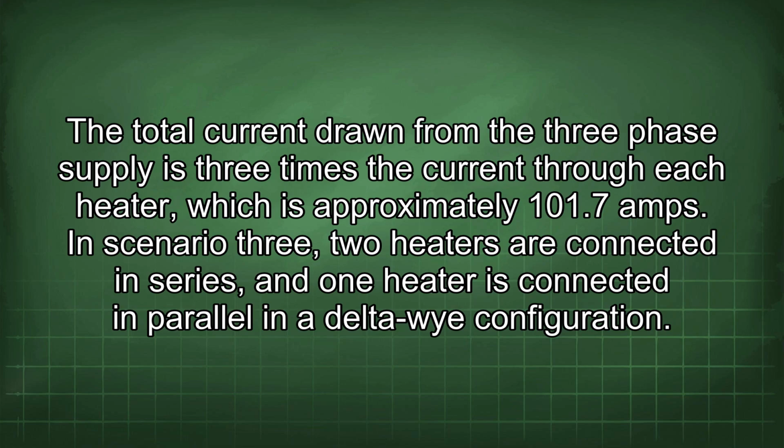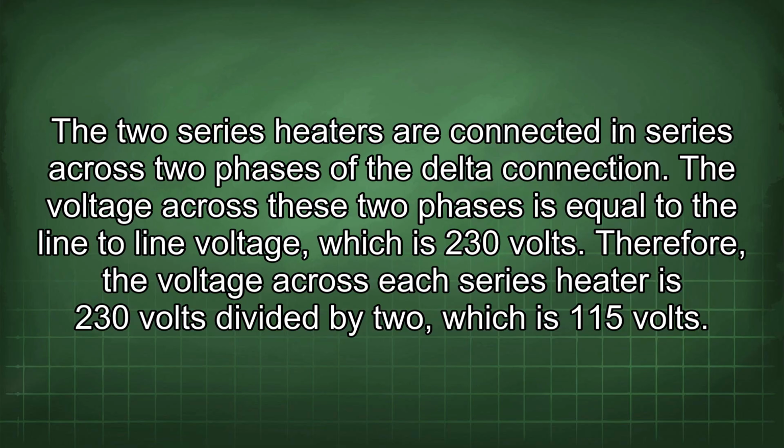In scenario 3, two heaters are connected in series, and one heater is connected in parallel in a delta-Y configuration. The two series heaters are connected in series across two phases of the delta connection. The voltage across these two phases is equal to the line-to-line voltage, which is 230 volts. Therefore, the voltage across each series heater is 230 volts divided by 2, which is 115 volts.